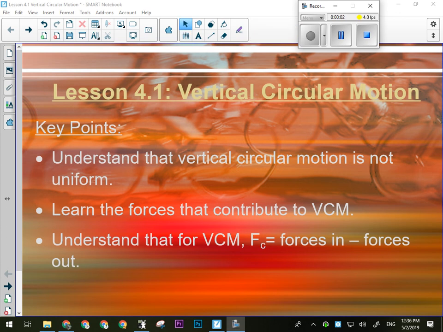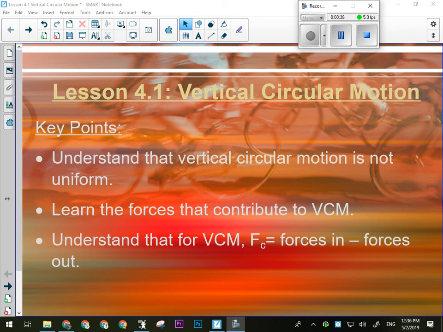Okay, so vertical circular motion still follows a lot of the same rules that uniform circular motion followed, but there's something that is different. It is a fundamental difference: in uniform circular motion, the speed is constant. But in vertical circular motion, the speed is not constant. This is non-uniform circular motion because we can see that the speed of the tape, as I'm whirling it around, is clearly changing.